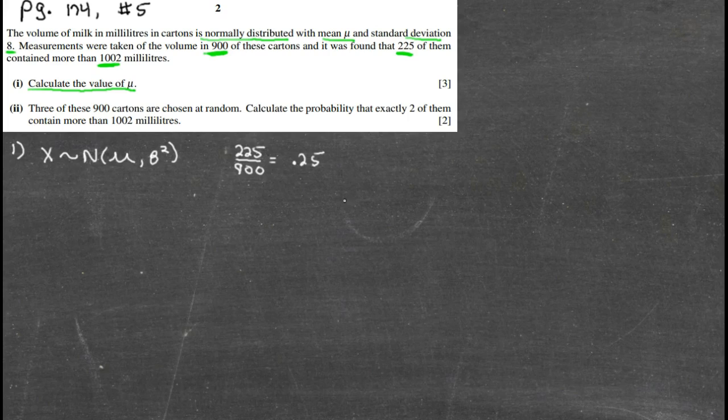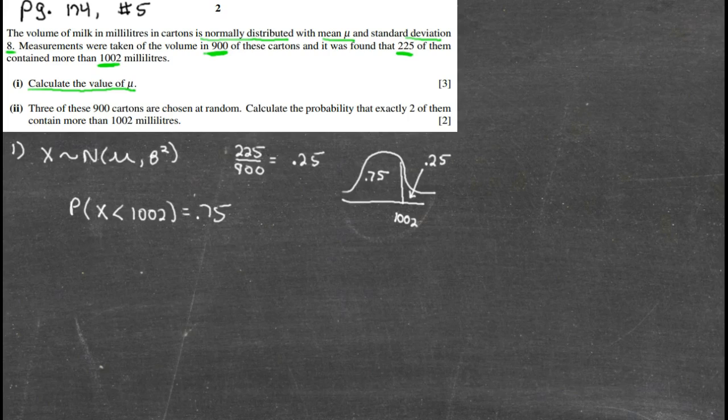So that's 25%. So I know that when I have 1,002 milliliters, 25% of it is above that, which also means that 75% of it is below that. So I can use that information because my z-tables go to the left and not to the right. First, let's find the probability of x being less than 1,002. We know it's 0.75. So now let's standardize it.